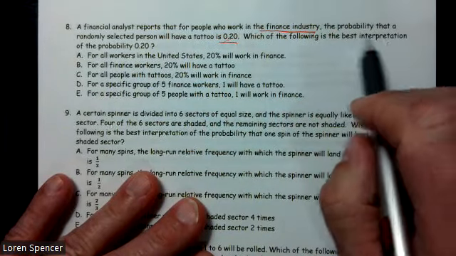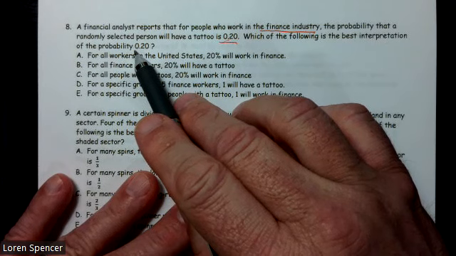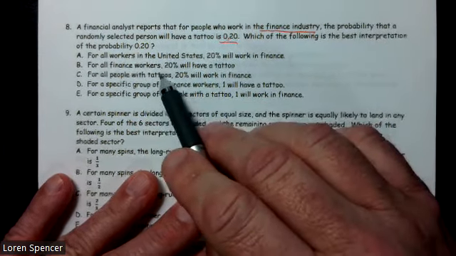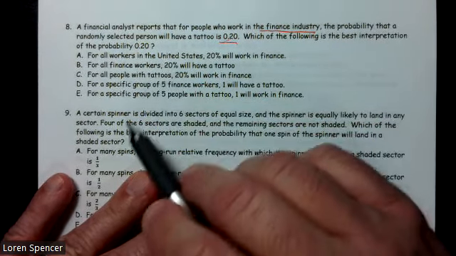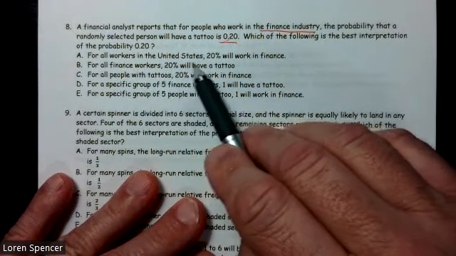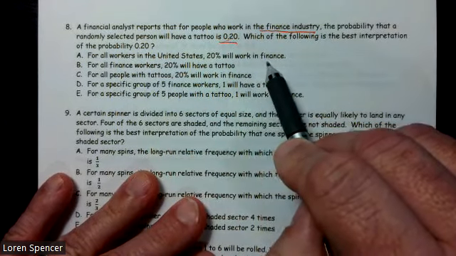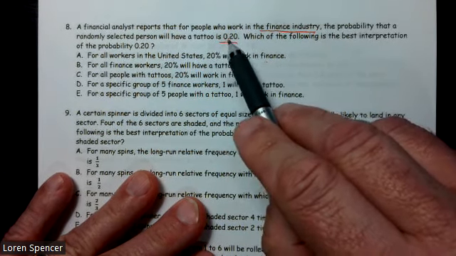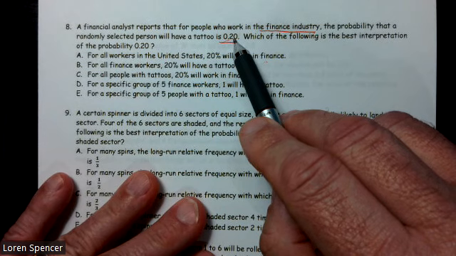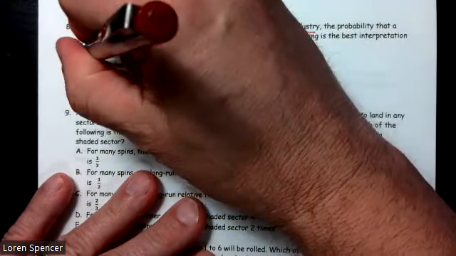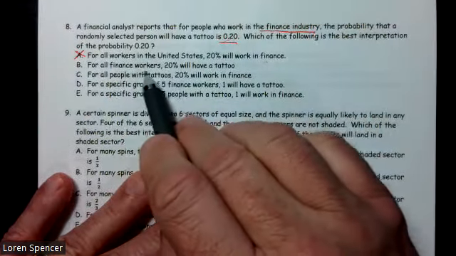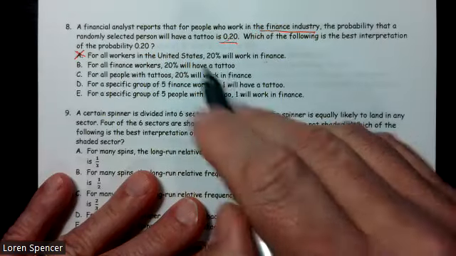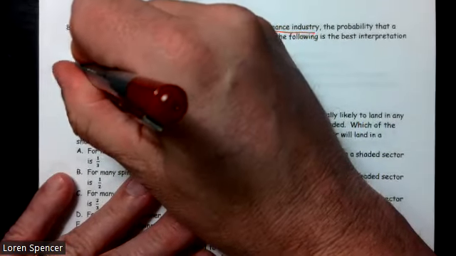Which of the following is the best interpretation of the probability of 0.20? Once again, we're talking about the long run. All right. For all workers in the United States, 20% will work in finance. No. For all finance workers, 20% will have a tattoo. So that's the wrong sample group. For all finance workers, 20% will have a tattoo. That looks pretty good to me.